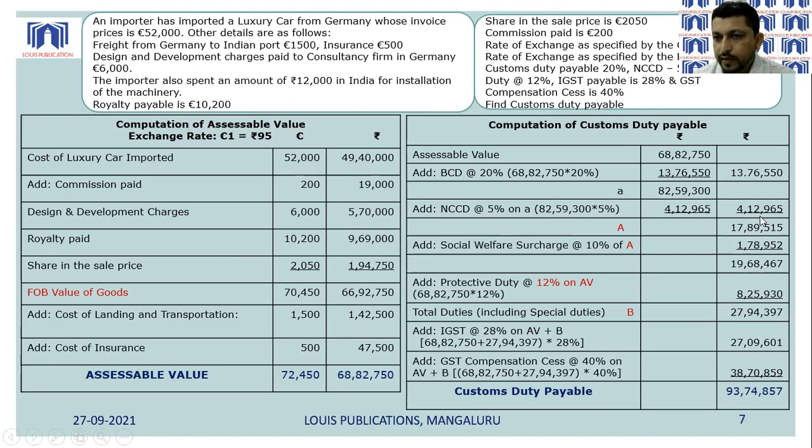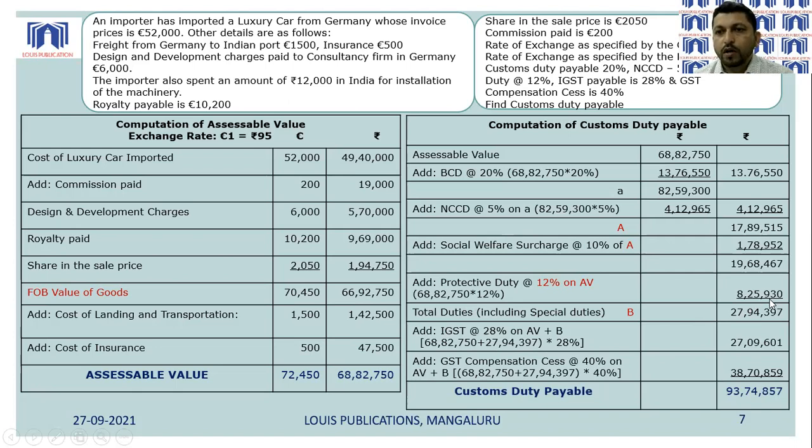So 89,400,515 will be the value. Then we add the social welfare surcharge on this value A. So 10% of this is 1,78,951.5, approximated to 952. So I total this, we get 19,68,467 as the value. Then there is protective duty at 12% given. When a percentage is given, it is always calculated on the assessable value. So 68,82,750 into 12%. So 8,25,930 is the protective duty value.